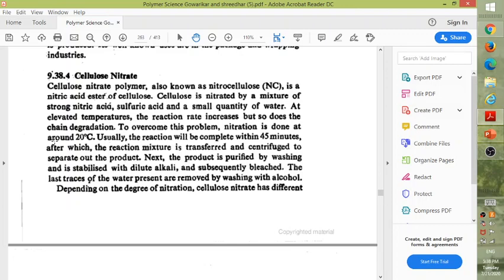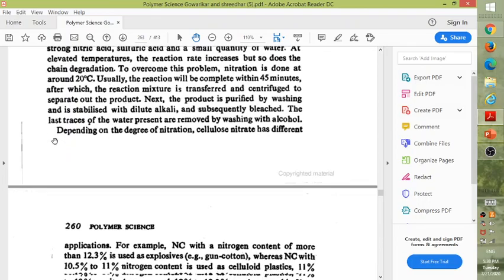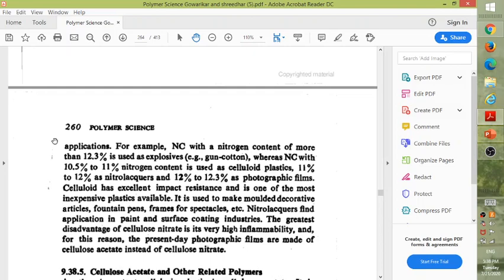Bleaching is nothing but cleaning. The last traces of water present are removed by washing with alcohol. Depending on the degree of nitration, cellulose nitrate has different properties. So the degree of nitration will make different products. Okay, so this is a very important part.